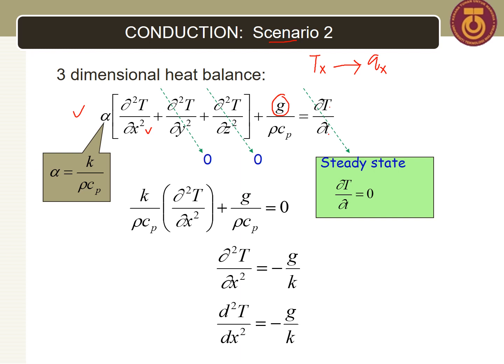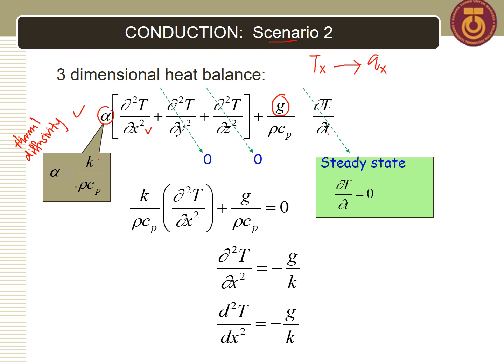Then there is another term here, alpha. Alpha equals K over rho Cp. Alpha, for your information, is called thermal diffusivity. K is thermal conductivity, rho is density, Cp is heat capacity. So we change alpha to K over rho Cp, and this is what remains.